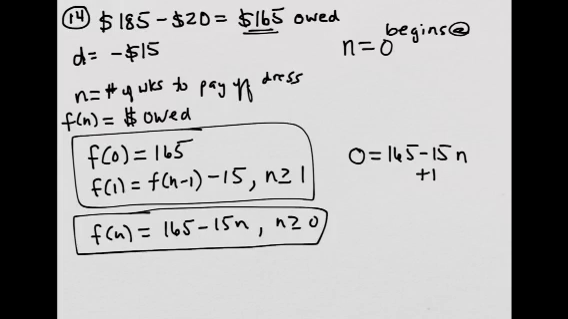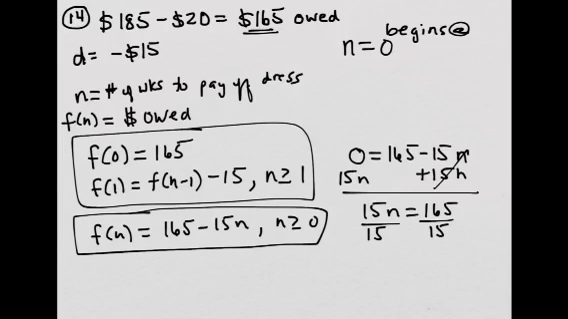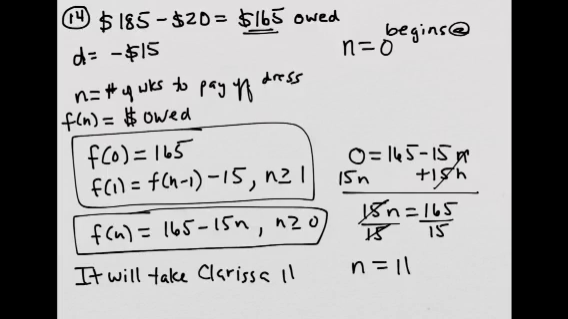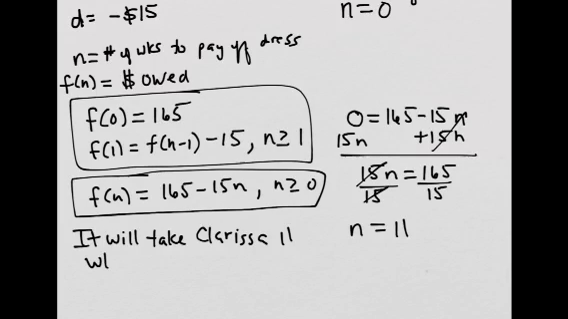So I'm going to add 15n to both sides. So 15n equals 165. Divide by 15. So n is 11. So it will take Clarissa 11 weeks to pay off the dress.